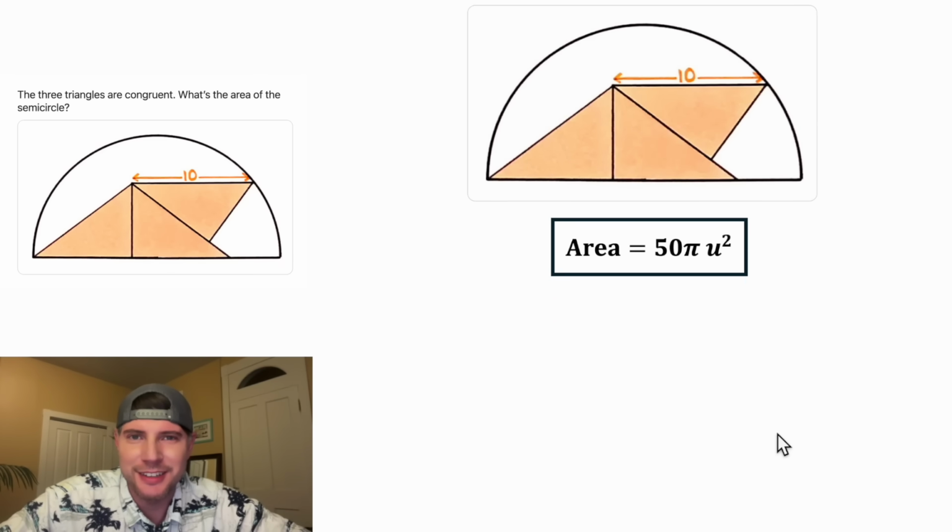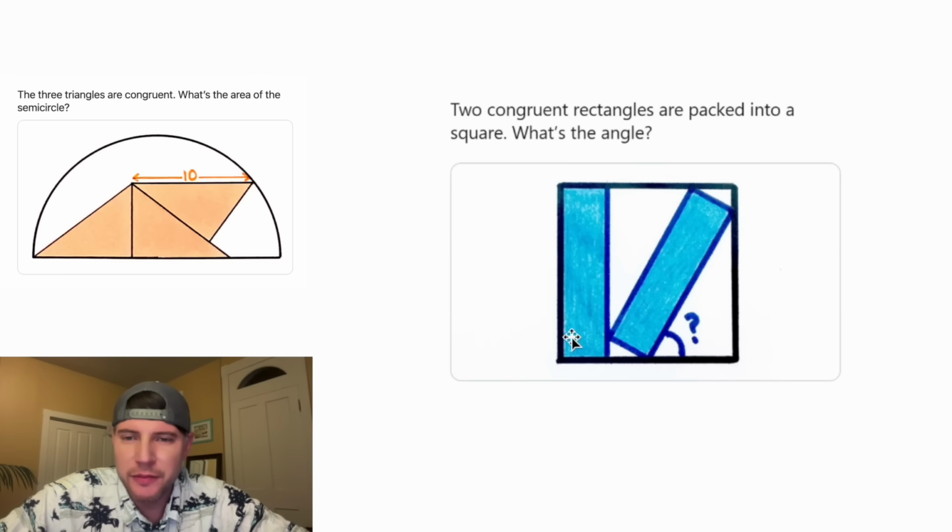How exciting. This was day 5 of our Aggvent calendar, and this is day 6. We're given 2 congruent rectangles packed into a square. And it wants to know, what is this angle? This looks like a fun one. How exciting.